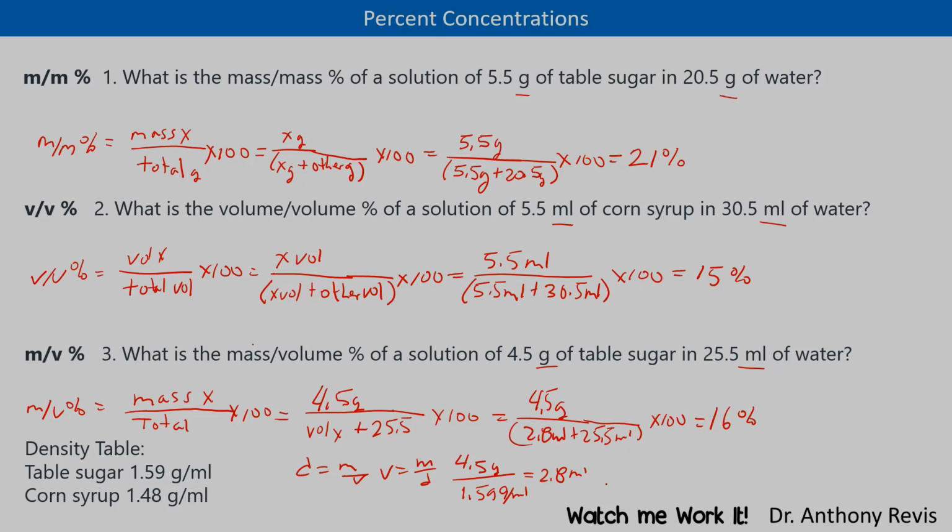Alternatively, to find this, we could have used dimensional analysis. And for dimensional analysis, we would say 4.5 grams times a bar, grams to mils. And this would be 1 mil for every 1.59 grams. And we would get the same number, 2.8 mils here. So that's how we work mass, volume, and mass volume calculations.